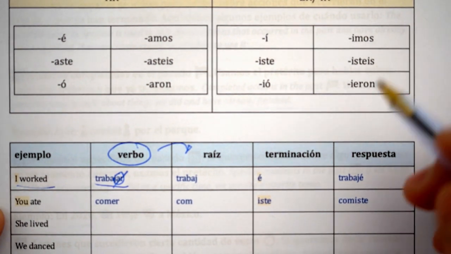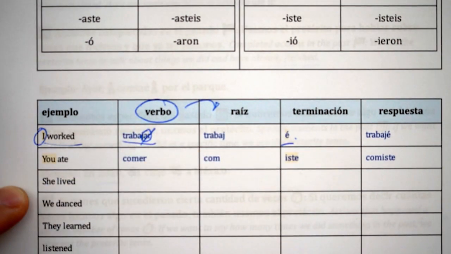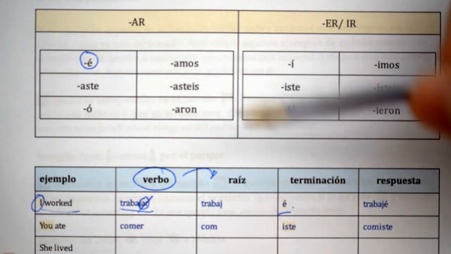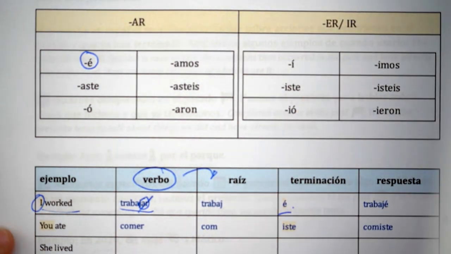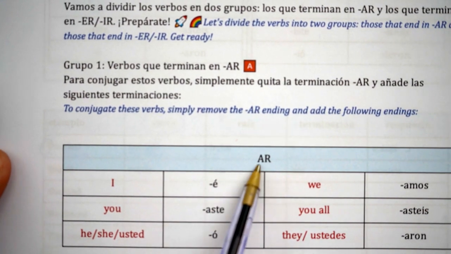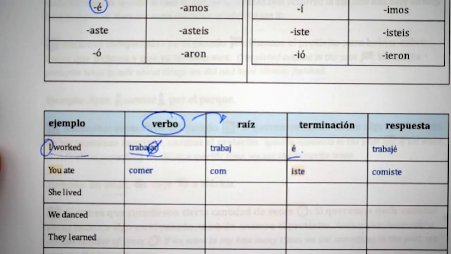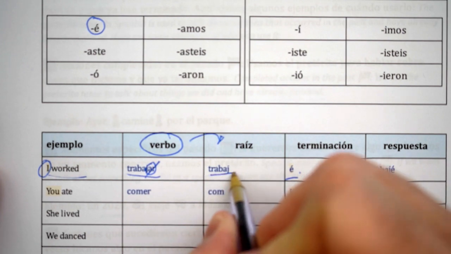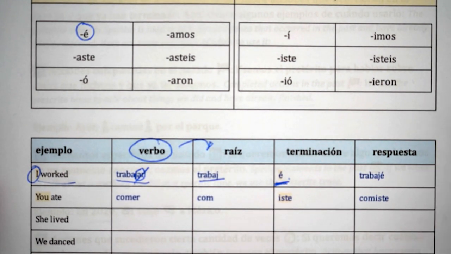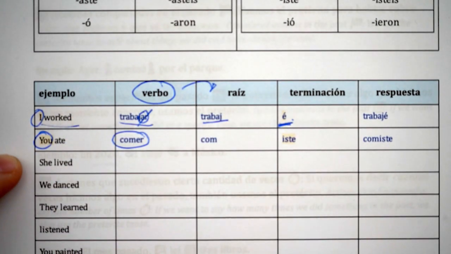As you can see in these examples, I worked comes from the verb trabajar, the stem is trabaj, and then I is the subject, therefore the ending I will have to use is é. I just put together trabaj and é, and I got trabajé. Please notice that the accent means that the intensity is in the vowel. Okay? Trabajé.